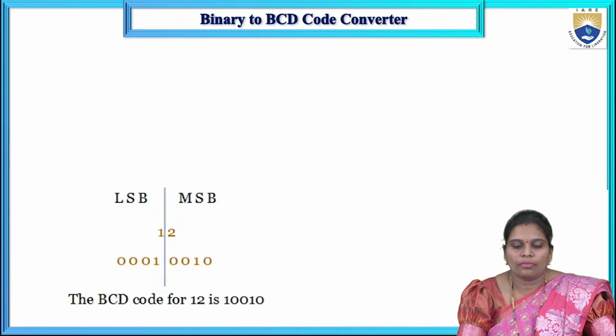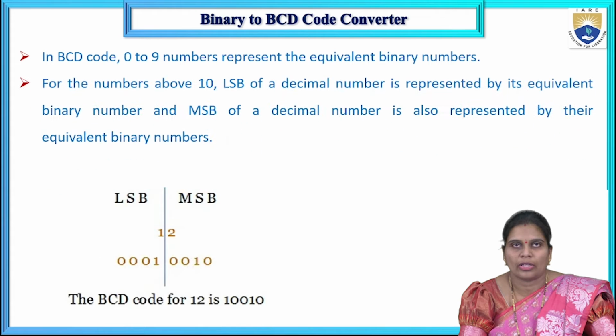Now, this is the binary to BCD code converter. The binary code is the normal weighted code. In this binary value, the weights depend on position, that is the 8421 code. Coming to the BCD, it has only the values from 0 to 9. These numbers are represented by the equivalent binary numbers. That is the BCD code.